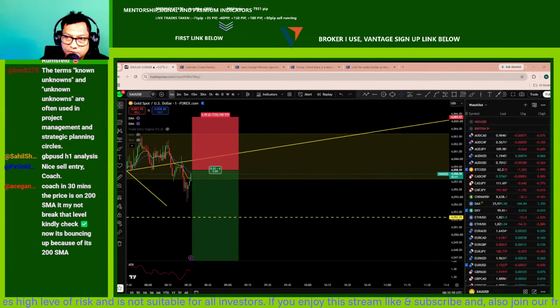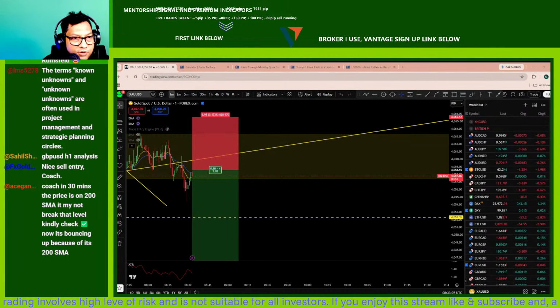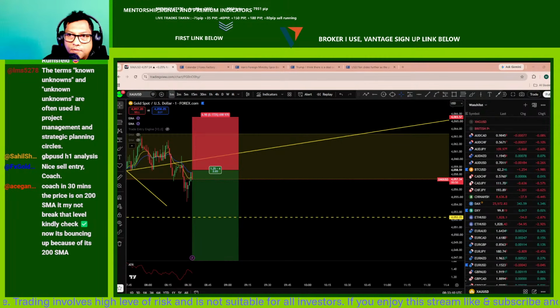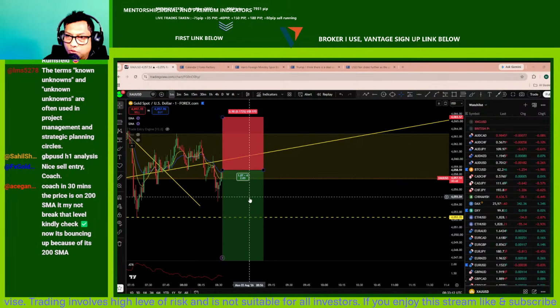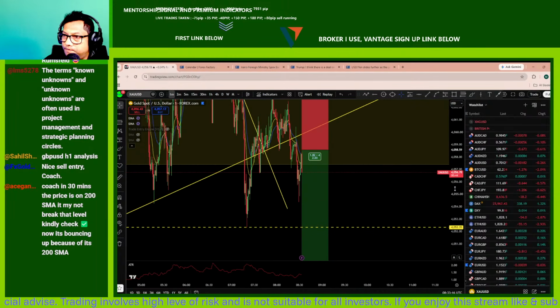So the sell trade has been triggered. Okay, the sell trade is running, and we'll be looking to see a possible downtrending move come back below 4052 or even lower.